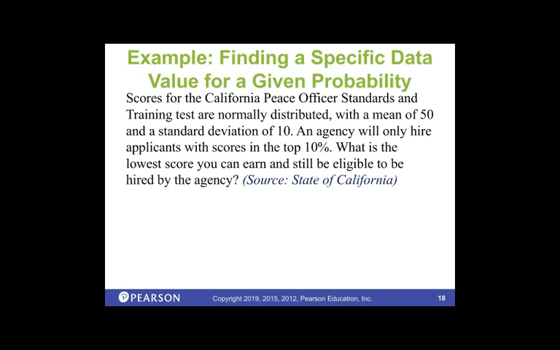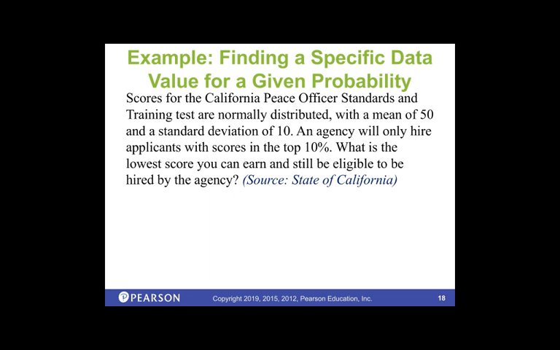In this example, scores for the California Peace Officer Standards and Training Tests are normally distributed with an average of 50 and a standard deviation of 10. An agency will only hire applicants with scores in the top 10%. What's the lowest score we can earn and still be eligible to be hired? If you're in the top 10%, that means you did better than 90%. So the percentile is 90. So we would look for 0.9.